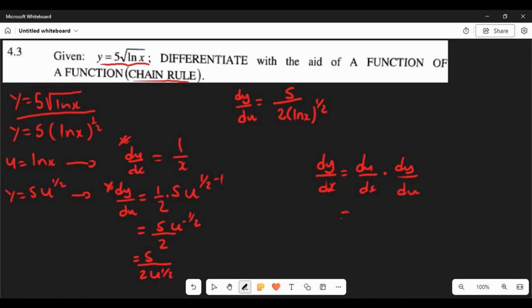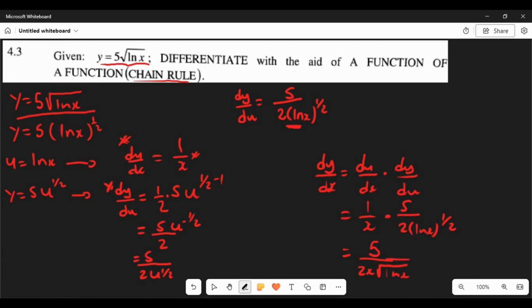So let's just substitute there. What is our du over dx? This is very simple. It's 1 over x. And then what is our dy over du? It's going to be this one here, guys. So you can say 5 over 2 natural log x to the power of half. If you continue like this, it's going to be 5 over 2x, natural log x under the square root.